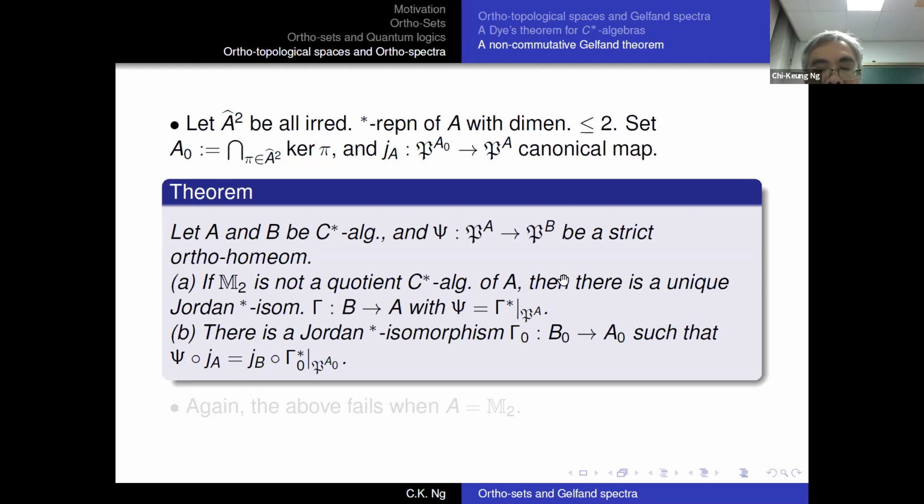And if we do not get any restriction on A, then we can still recover a part of it. If we consider A naught and B naught as above, this is an ideal that gets rid of all those one-dimensional and two-dimensional representations. Then we can get the Jordan *-morphism between those two ideals that partially recovers the map. Again, this theorem fails when A is equal to M2, the 2x2 matrices.